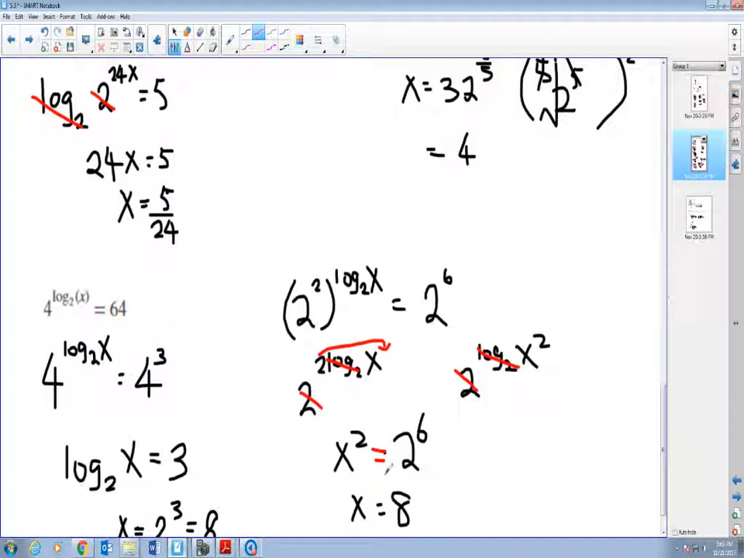So if I have x squared equal to 2 to the 6th power, which is 64, take a square root on both sides, and my answer will be 8. You cannot take a log of a negative number, so that's why I only use a positive 8.